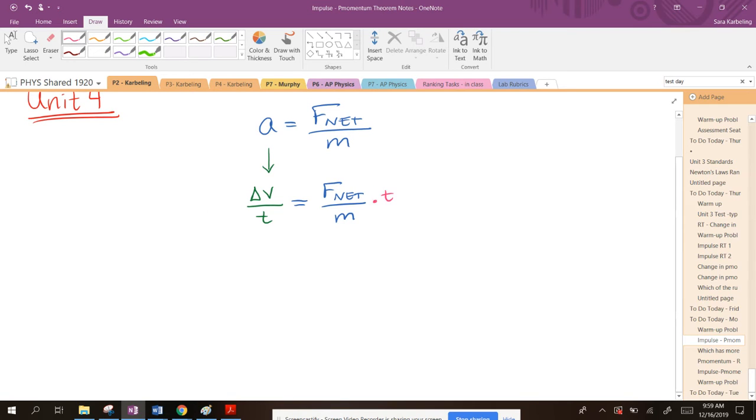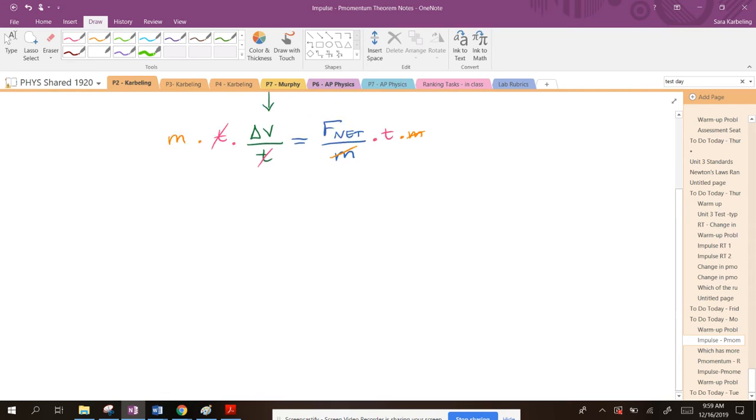So we're going to multiply by t on both sides because that t will cancel. And then we're going to multiply by m on both sides to make that m cancel. And so it's a little bit messy, but it's really just the same thing. So I'm just going to put another little line here. Same great physics, new look.